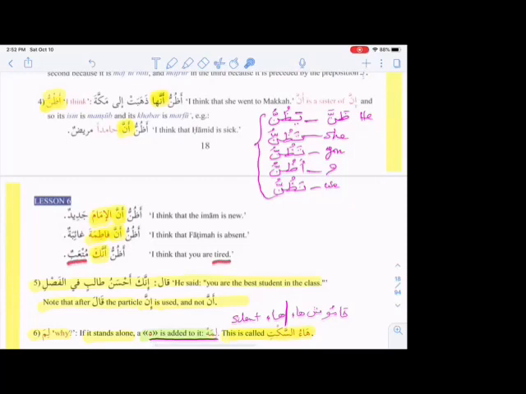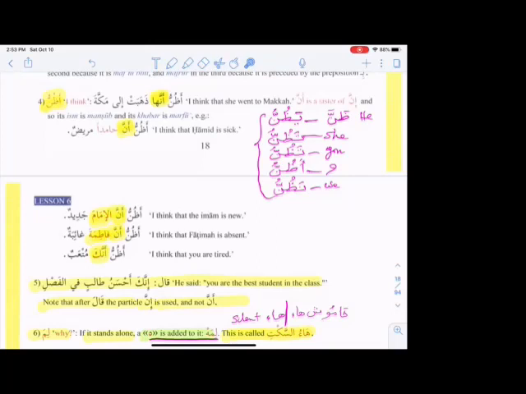Mutabun means to be very tired. So here, ka is a pronoun attached to anna, which means this ka is the ismu anna and mansub. And mutabun is the khabar anna, marfu, inshallah.